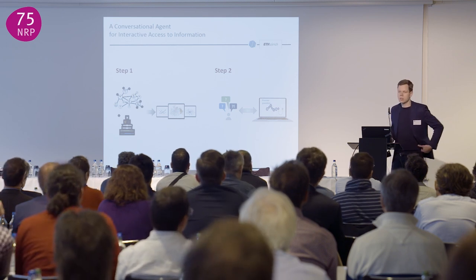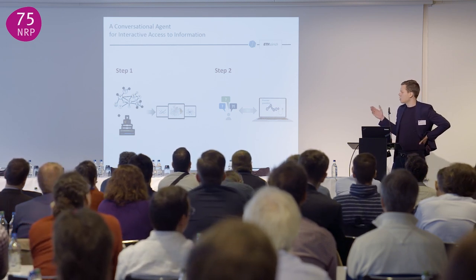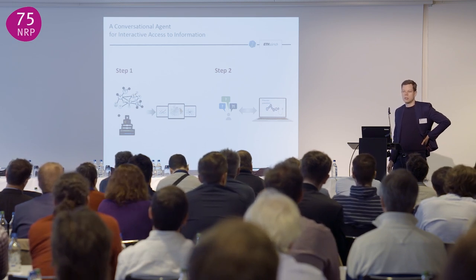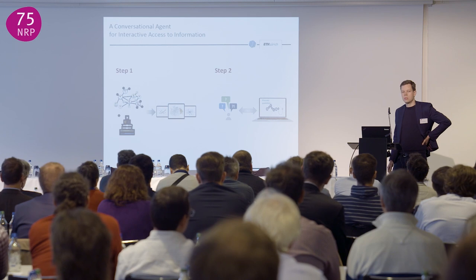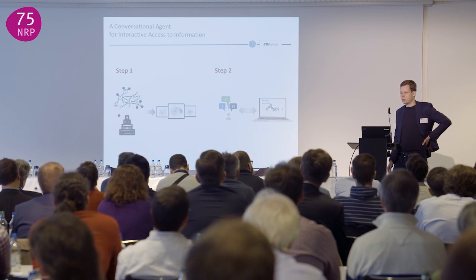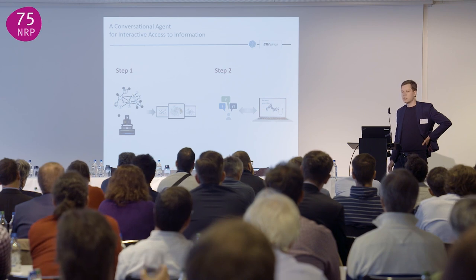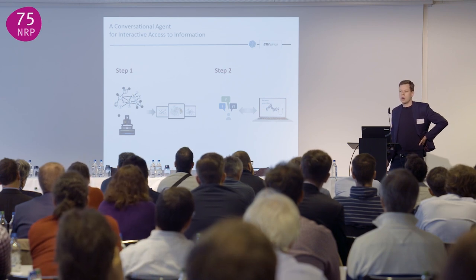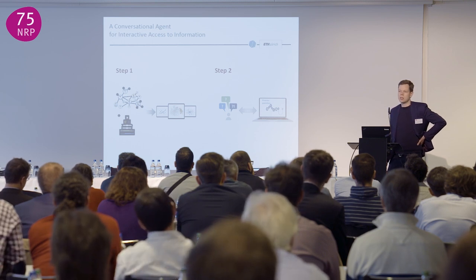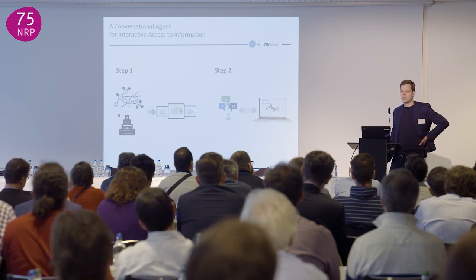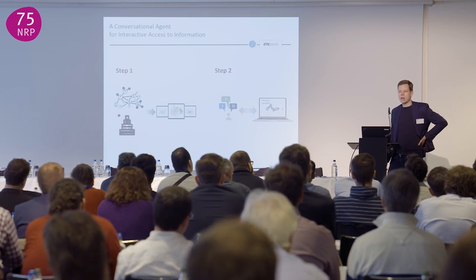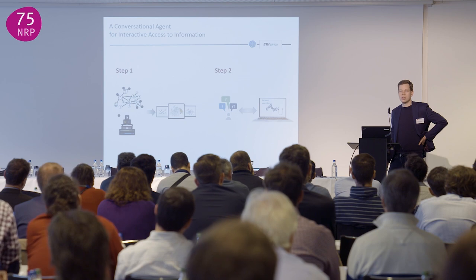And that means our system is divided into two stages. In stage one, we take a lot of information, so in particular unstructured text data, and we turn this data into a mathematical representation of the information. In stage two, our conversational agent takes this model and is able to conduct a conversation about the information, thereby providing an interactive access to the original data.